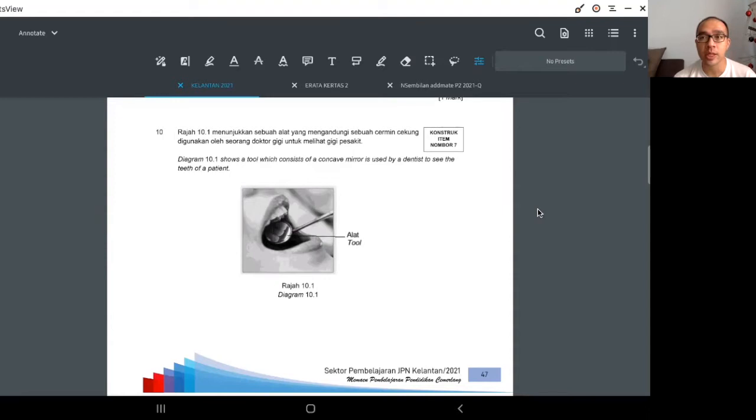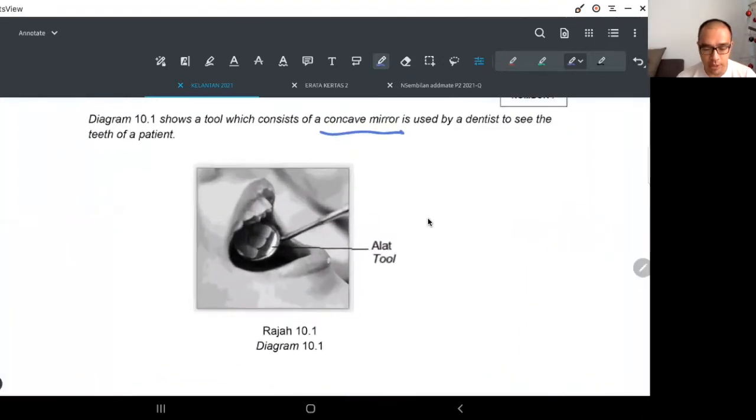Try to answer as many as you can today, and then we finish up tomorrow. Today and tomorrow will be the last 2. And then after that, I'll see you all next year, hopefully. All right, so diagram 10.1 shows a tool which consists of a concave mirror that is used by a dentist to see the teeth of a patient.